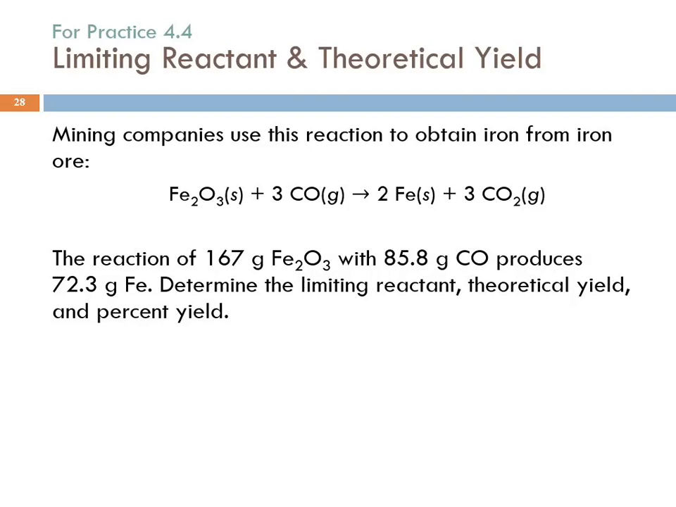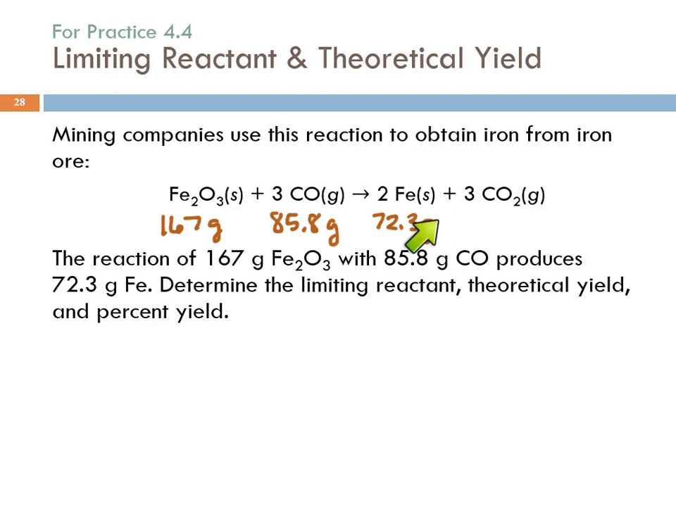So it tells us that we have 167 grams of Fe2O3, 85.8 grams of carbon monoxide, and that it produces 72.3 grams of iron. Now this is one that does have two products. Determine the limiting reactant, the theoretical yield, and the percent yield.